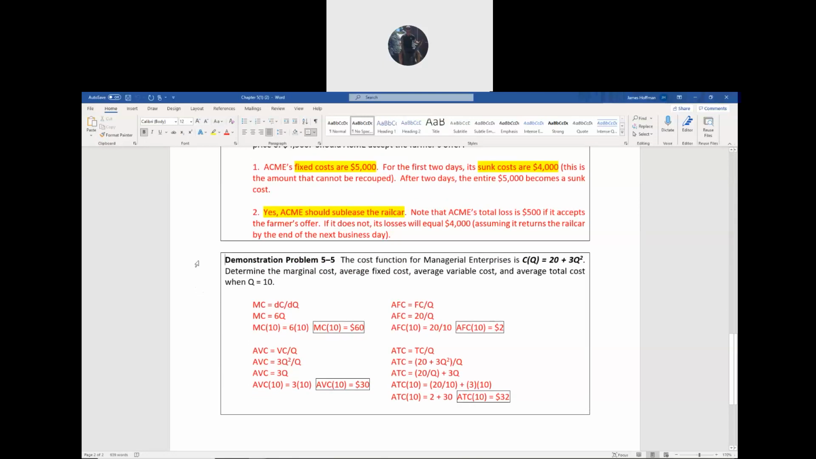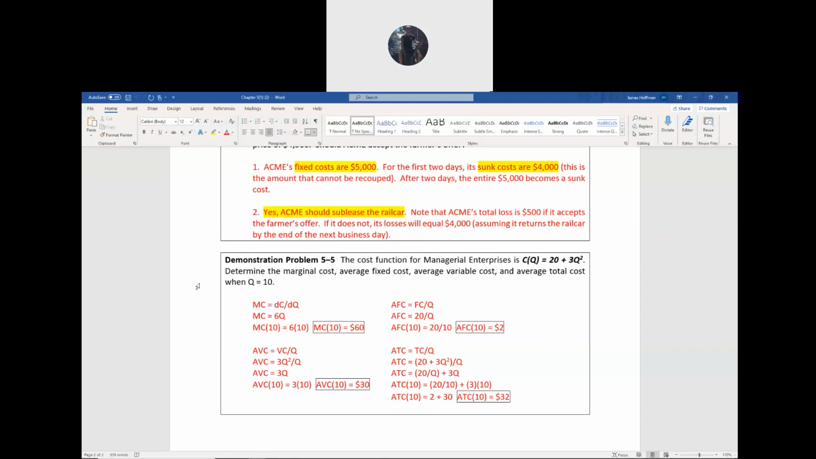Okay, one more example. This is just a review of marginal cost, variable cost, fixed cost. All right. So the cost function for managerial enterprises is the cost is a function of 20 plus 3Q squared. So 20 is the fixed cost, and 3Q squared is the variable cost because this depends on output. This does not. And determine the marginal cost, average fixed cost, average variable cost, and average total cost when Q equals 10. So this is just a nice quick review of those definitions.